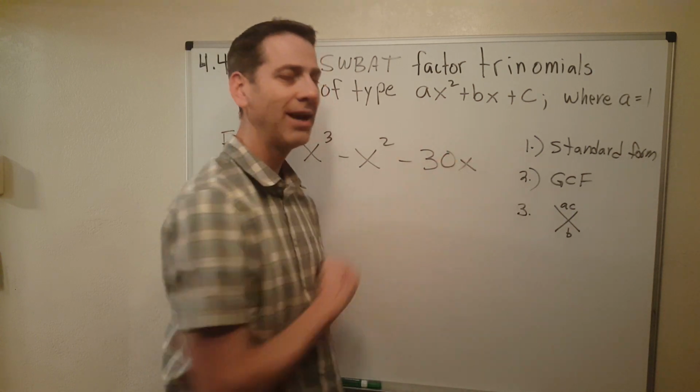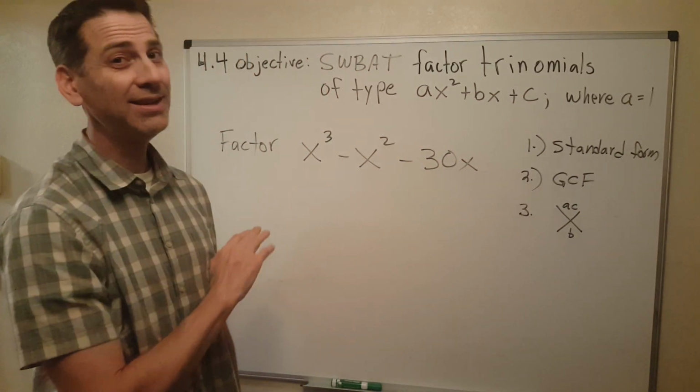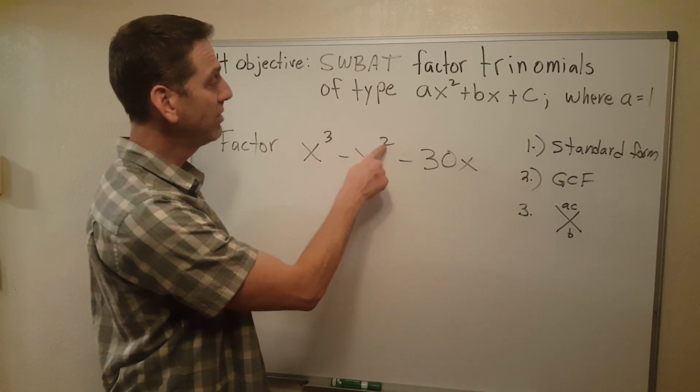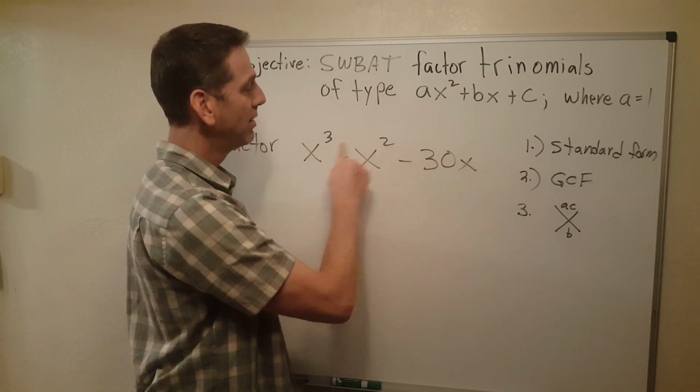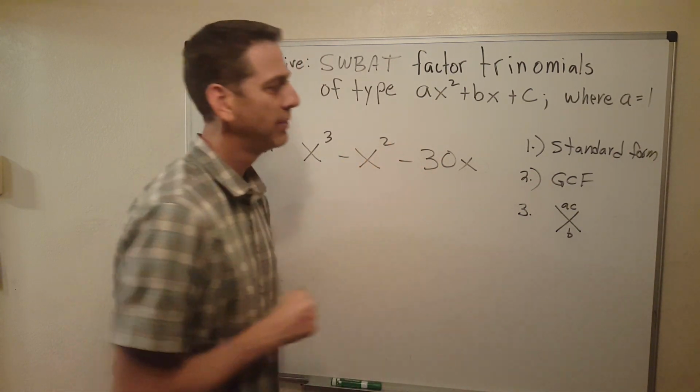First, is it in standard form? Is it in descending order? 3, 2, and there's a 1 here, right? 3, 2, 1, blast off. That's in descending order. We're good.